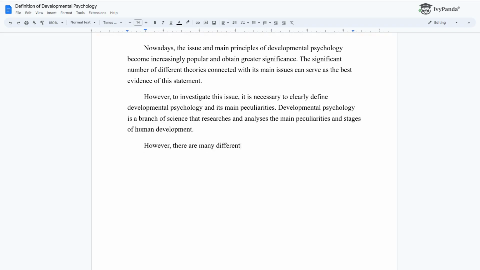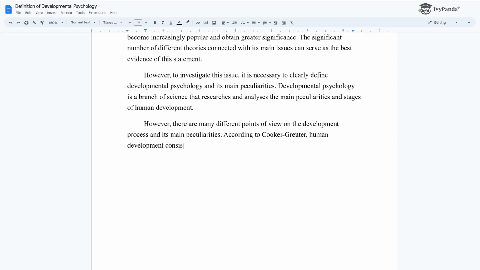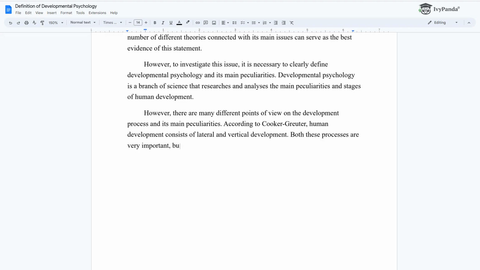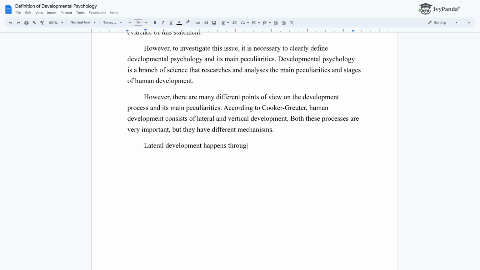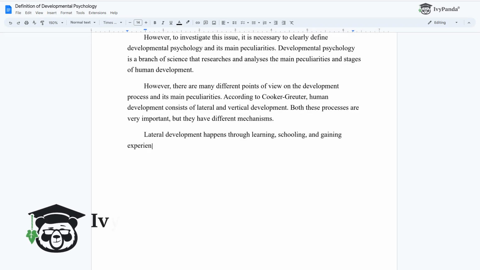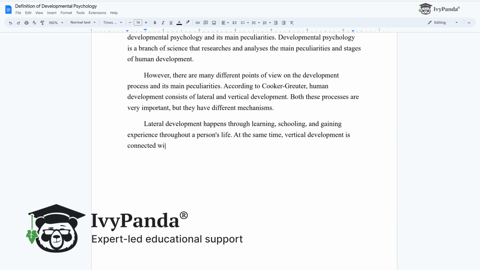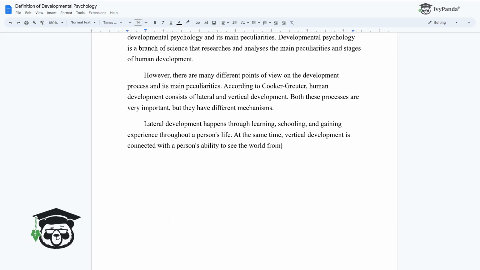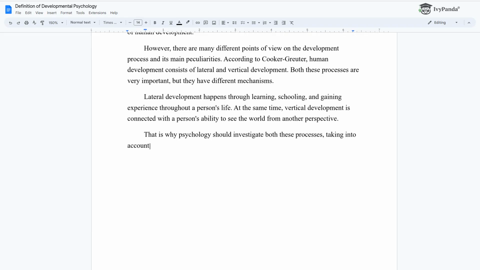However, there are many different points of view on the development process and its main peculiarities. According to Kierkegaard, human development consists of lateral and vertical development. Both these processes are very important, but they have different mechanisms. Lateral development happens through learning, schooling, and gaining experience throughout a person's life. At the same time, vertical development is connected with a person's ability to see the world from another perspective. That is why psychology should investigate both these processes, taking into account their peculiarities.